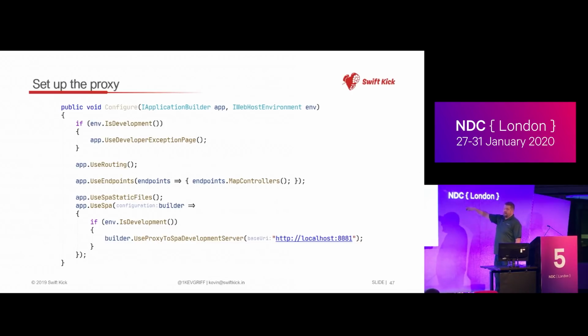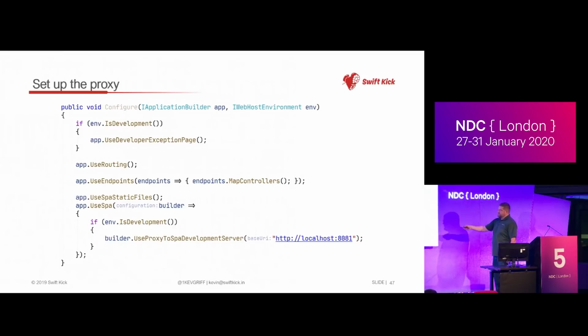So the pipeline of any request coming in, if it's just an empty request or a request to a JavaScript file or CSS, it will go through. Is this something a controller can handle? No. Well, can the SPA handle it? Let's send it off to Vue.js and let Vue.js handle it.